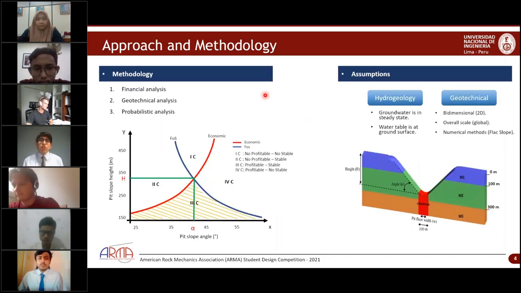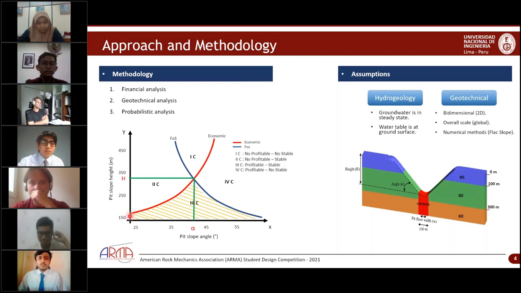Approach and methodology. The methodology that we followed consisted of three main steps. First, the results of the financial analysis were plotted as an economic envelope. This is shown as a red curve in this figure. This curve represents a function of all the break-even points for a set of slope height and slope angle values.